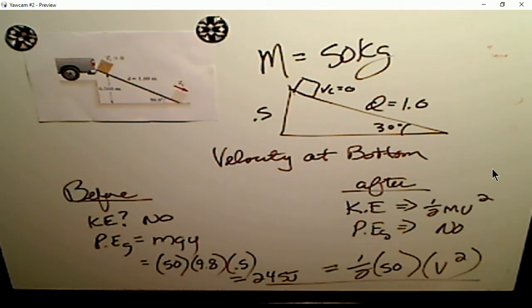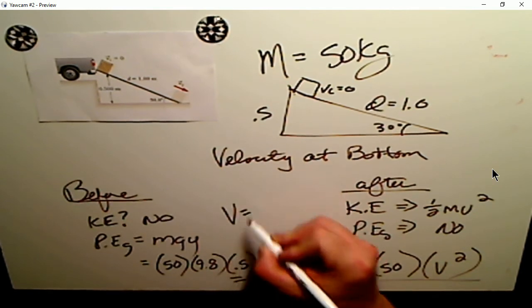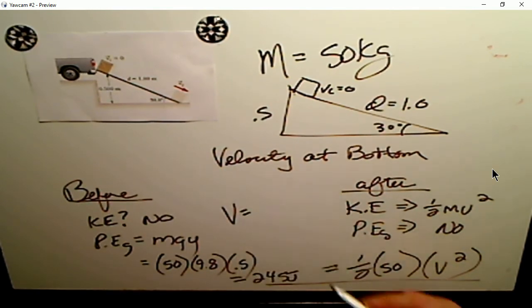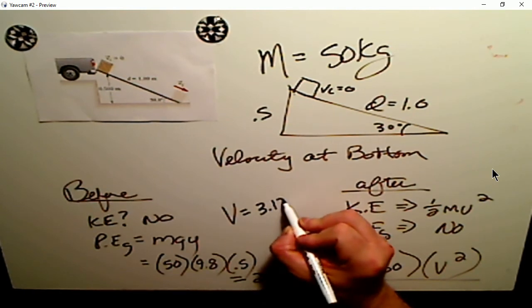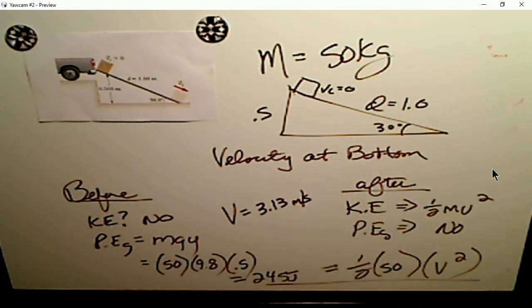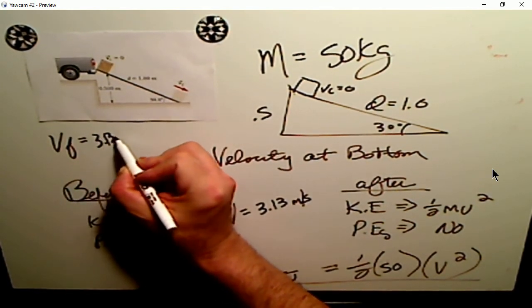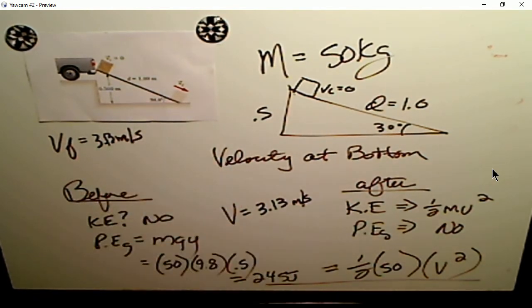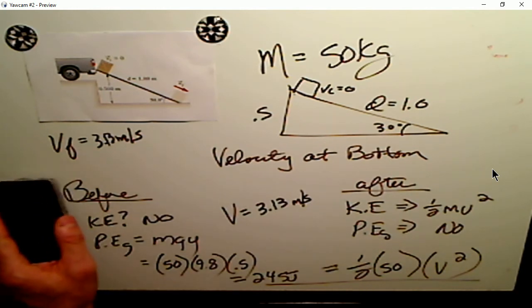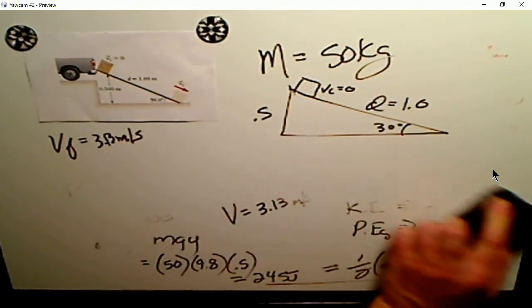With this, we can solve for velocity. And what do we get for velocity in this case? About 3.13 meters per second. So at the bottom of this ramp, we're going a velocity final equal to 3.13 meters per second. Now we could do a calculation to figure out the acceleration if we want to do that, right? Using that velocity, we could check our velocity number very easily.